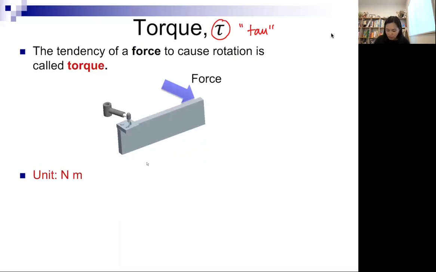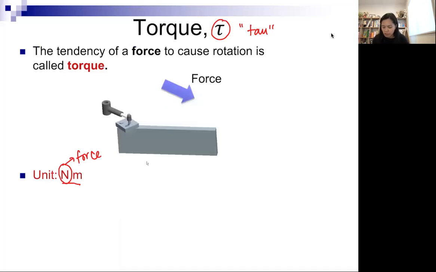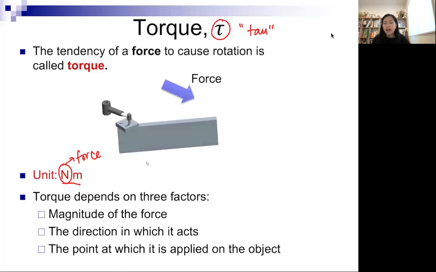So the unit for torque is Newton times meter. It's a derived unit, and we'll look more into why it's Newton times meter. So you can see there, Newton is the unit for force, right? So obviously torque should be related to force because it's the force that causes an object to rotate. And if we think about torque and the rotation of the object, the torque will depend on 3 factors.